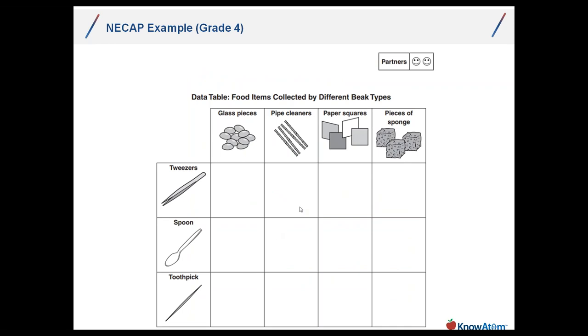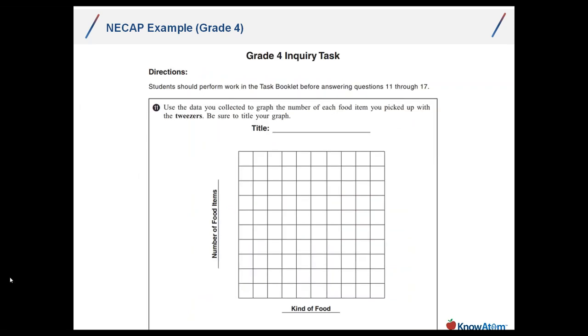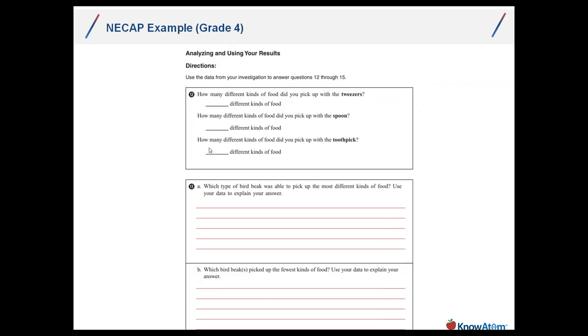So let's say that their partner filled out this data table. Well, this data table doesn't really matter. What can they do with the data? Can they graph it? Can they actually identify on that table which food was picked up by which tool? And now they're going to be asked which type of bird beak was able to pick up the most different kinds of foods. Can they actually analyze and evaluate that question?